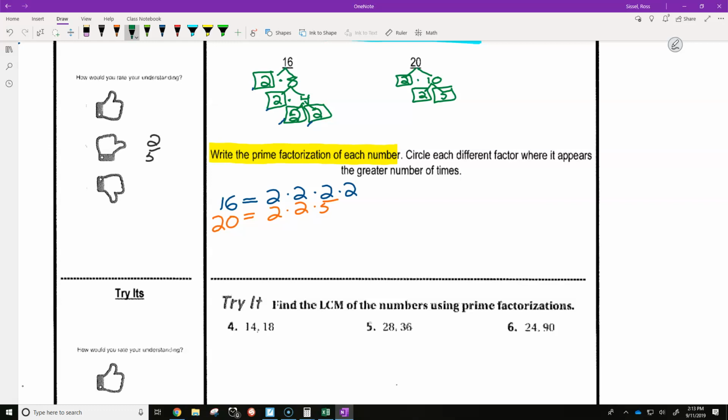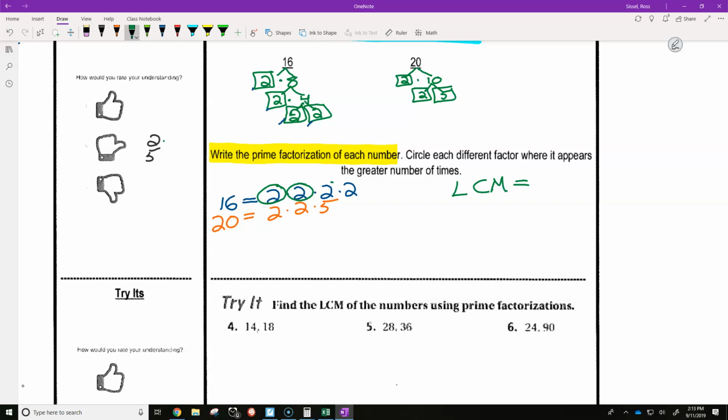So, here's how you do this. The prime numbers I used were the numbers 2 and 5. I'm going to write underneath here LCM, my least common multiple. The first prime number we are going to look at is the number 2. Now, which number, 16 or 20, did we use more prime number 2's in? 16. That's a lot. How many 2's did we use in 16 then? 4. I'm going to circle all 4 of them.